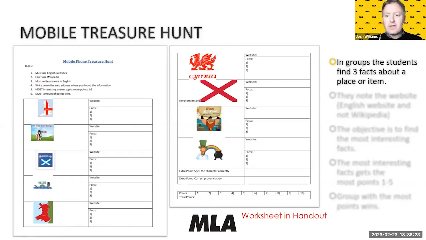As you can see on the left, we have some rules. They must use English websites. They can't use Wikipedia. They must write their answers in English. They can write down the web address where they found the information, or maybe not the full web address, but at least part of it. And you also can give a point for the most interesting answers. So it's not just whether they get answers right, but if it's interesting. I think that's always something to encourage them.